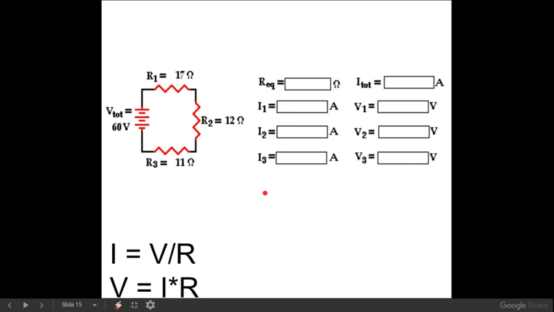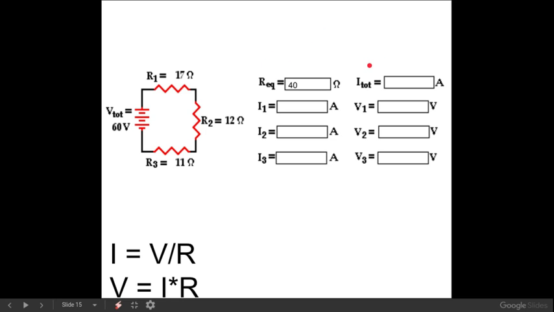All right, now this one uses everything we've learned so far. Let's say we have this circuit over here, a 60 volt battery with a 17 ohm, a 12 ohm, and 11 ohm resistor. First job, let's find the equivalent resistance. Simply add them up. 17 plus 12 plus 11 gives you 40. So 40 ohms is our total resistance.